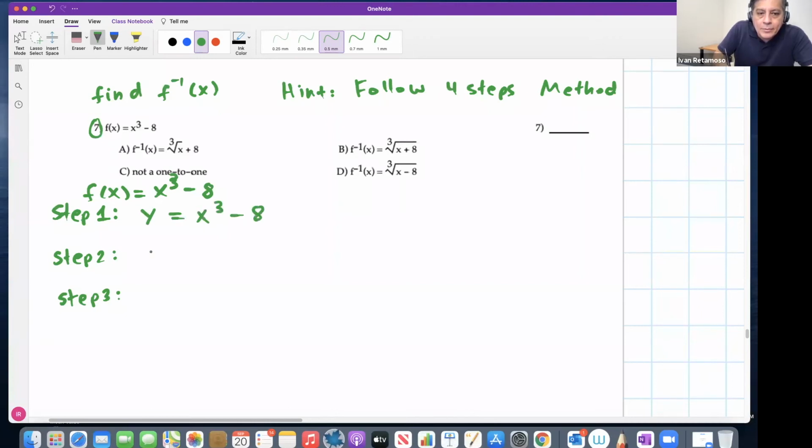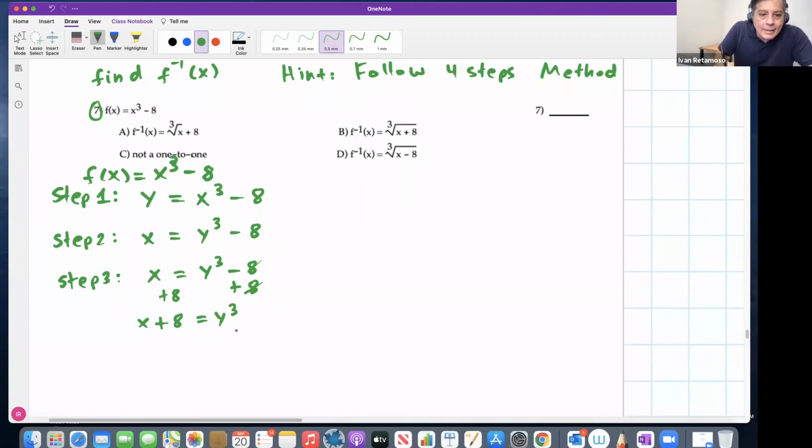Step 1. Step 2 says switch the variables. Where you see y, write x. Where you see x, write y. This is what we get, right? Step 3 says isolate y, right, to get your inverse function. So I'm gonna add 8 to both sides of the equation. I get this after canceling these 2, right?